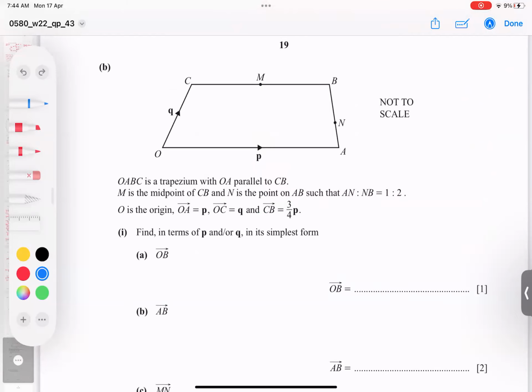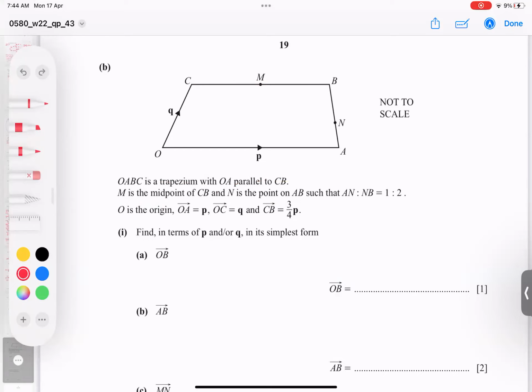In this question, what is my plan? He says here trapezium, OA is parallel to CB. So this is parallel to CB, so this behaves as a trapezium. And he mentions M is a midpoint of CB. So this gap, what is this gap? Same as this gap. And N is a midpoint of AB.